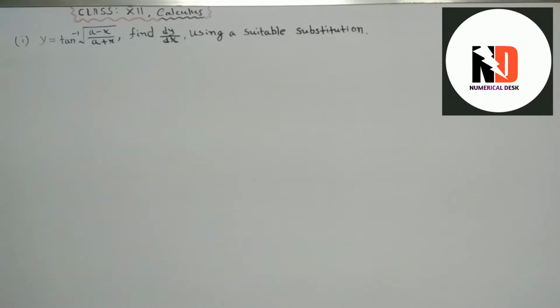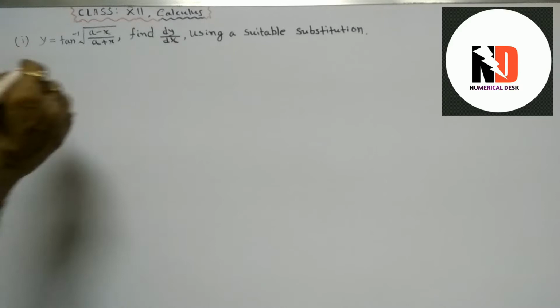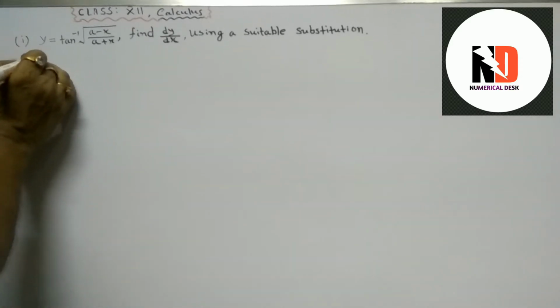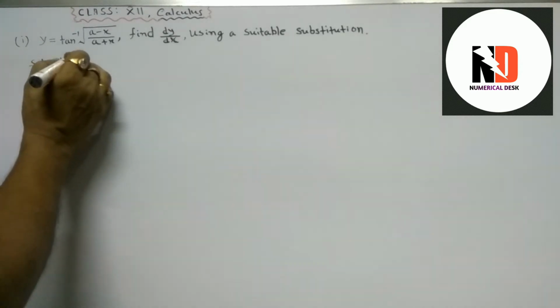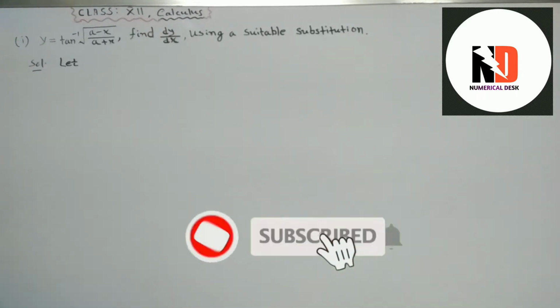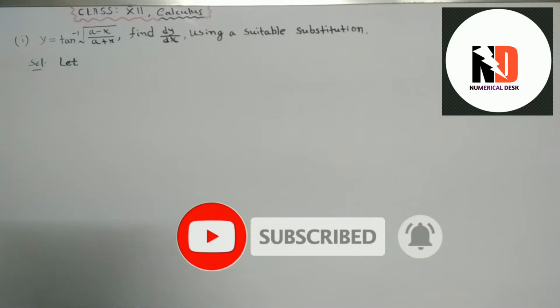So this is sum number 1: y equals tan inverse root over (a minus x) by (a plus x). Find dy/dx using a suitable substitution. So you must be aware of the substitution. Very carefully follow the sum.